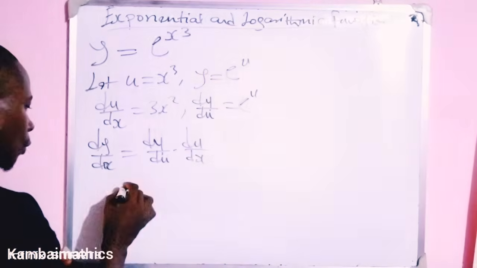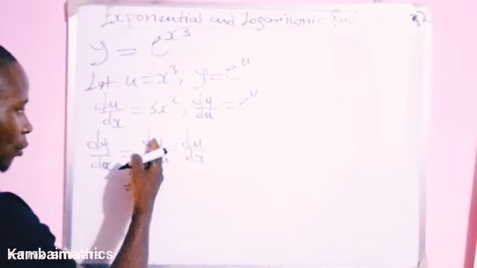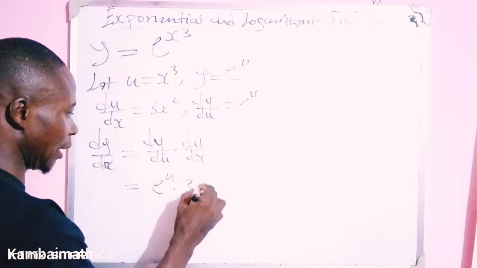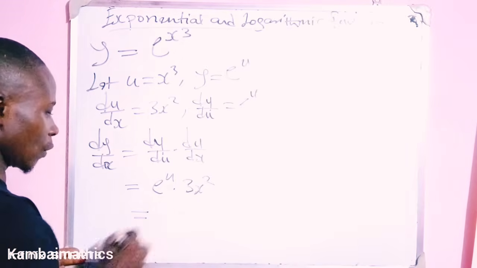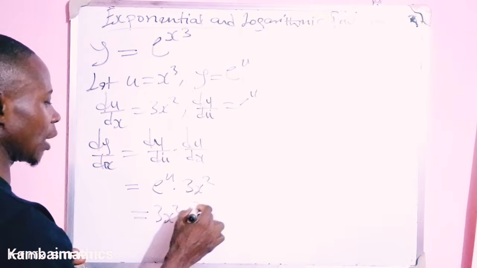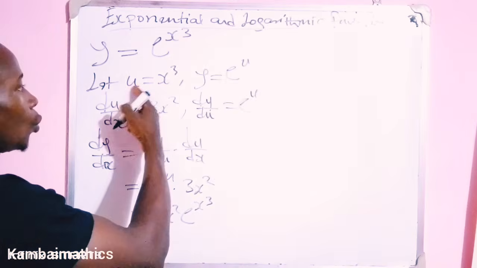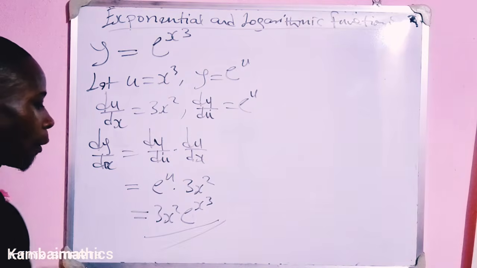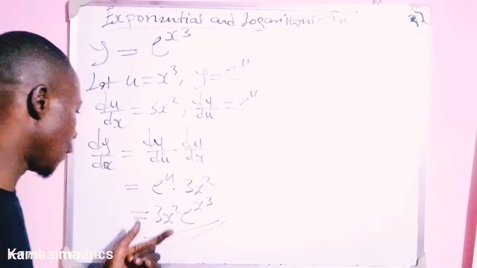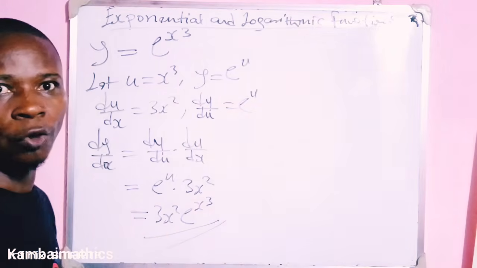So this gives dy over du as e^u times du over dx as 3x squared, which is 3x squared e^(x cubed), because u is equal to x cubed. This will be the solution. If we are given anything like this, this is how we will solve it.